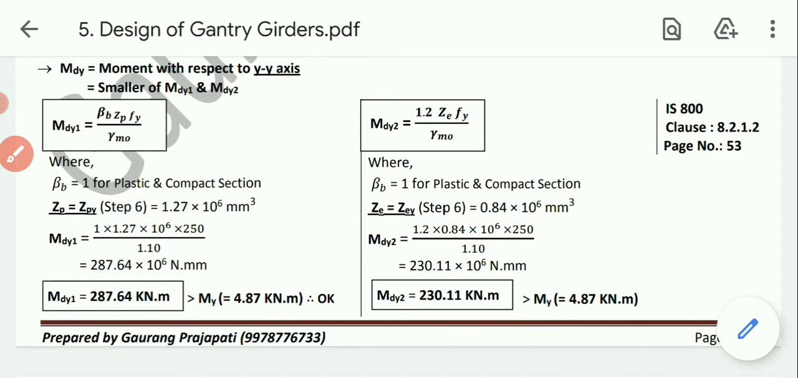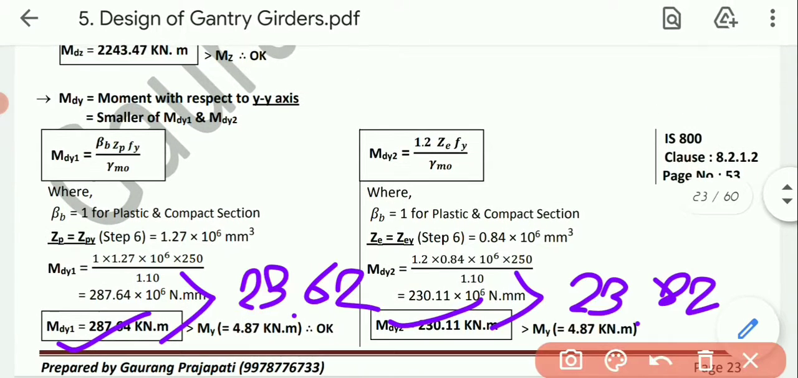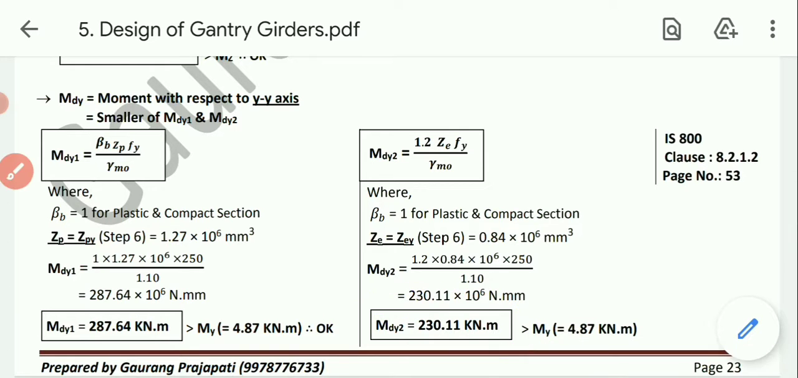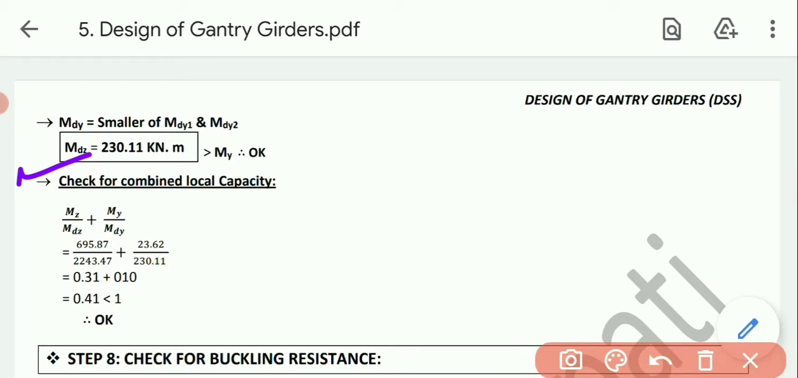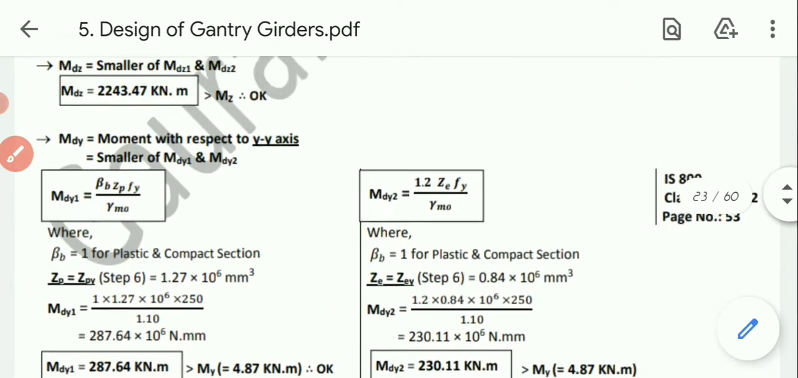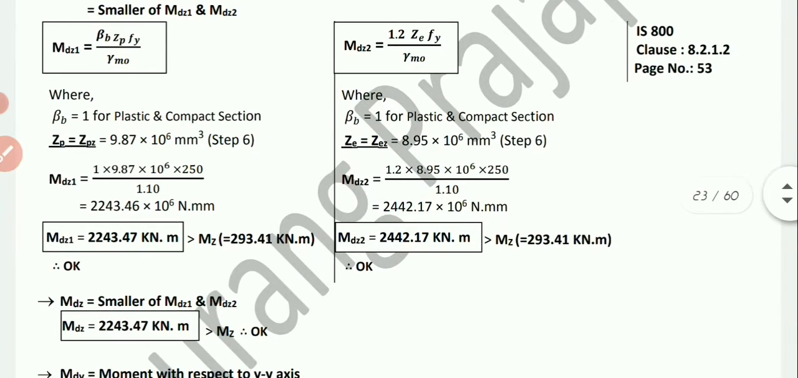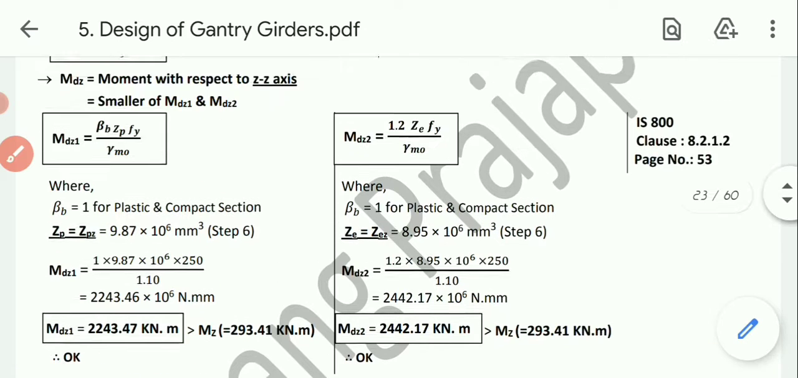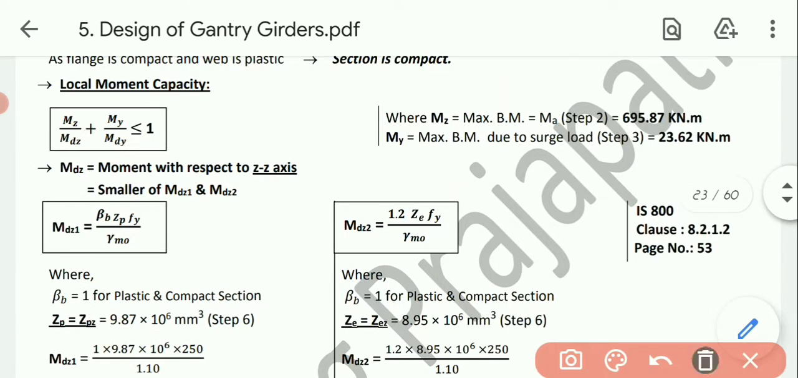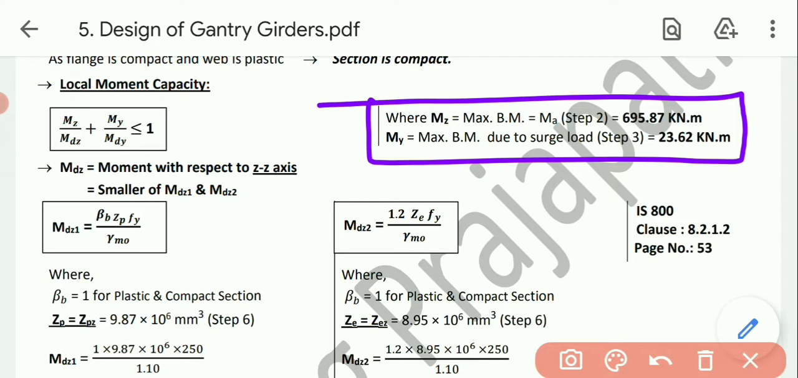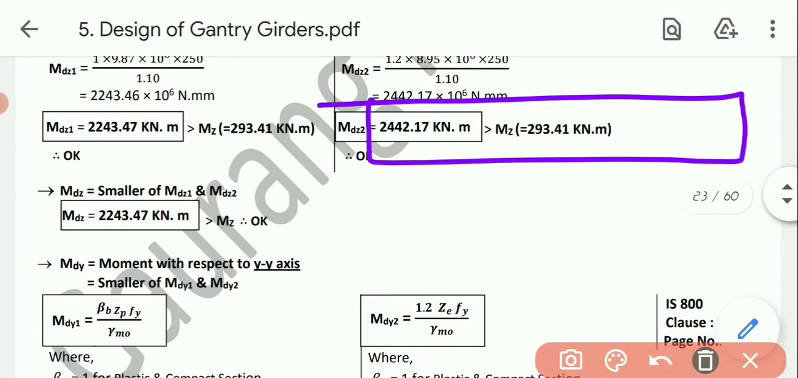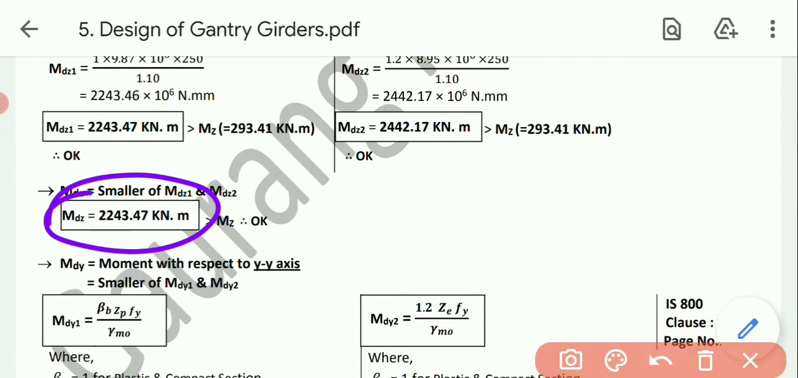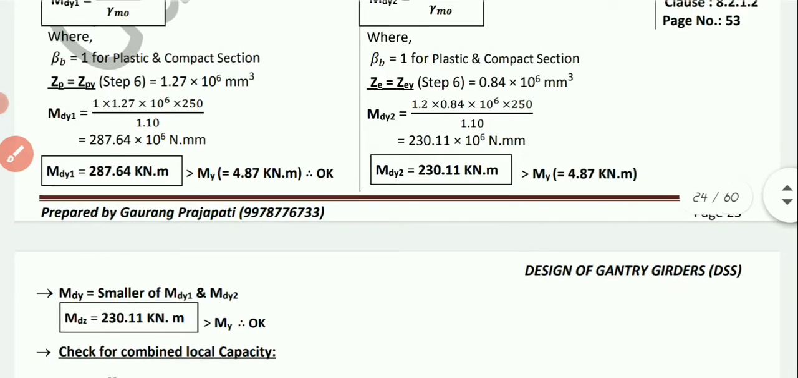So finally MdY equals the smaller answer of these two. Obviously the smaller answer will be 230.11, which is greater than My, and it's okay. Finally, check for the local combined capacity. We have already the values of Mz and My in step number 2 and step number 3, and we have calculated MdZ and MdY over here.